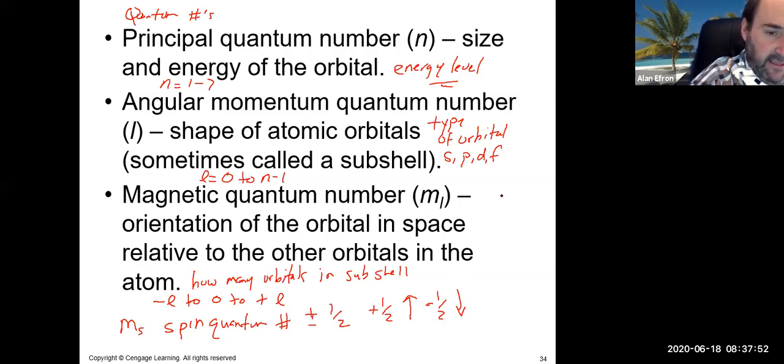Electrons have their own spin. They're affected by, obviously, electric fields and magnetic fields. And so the designation of how they're spinning is given by either plus 1/2 or minus 1/2. So these are the four different quantum numbers. And really what we're talking about here ultimately is electron configuration, and how we get to how electrons are arranged in an atom.